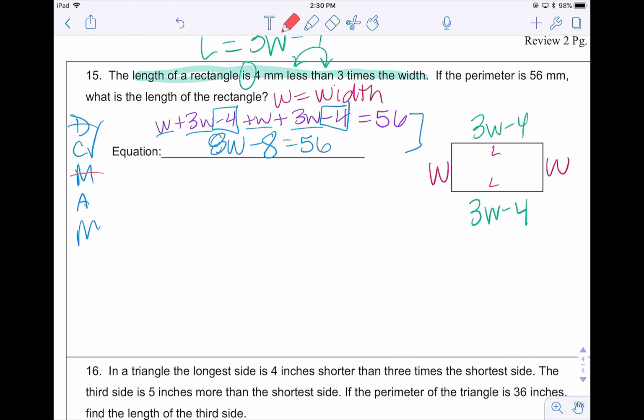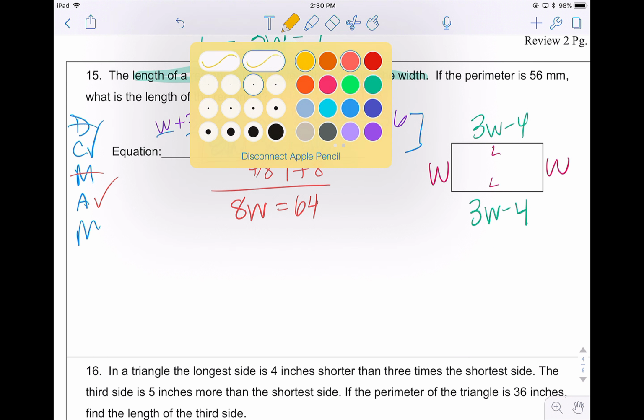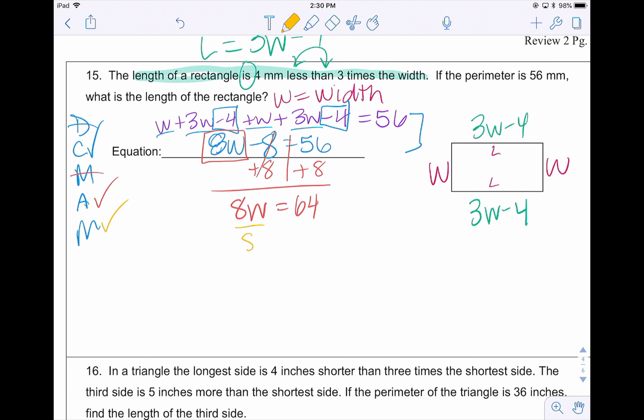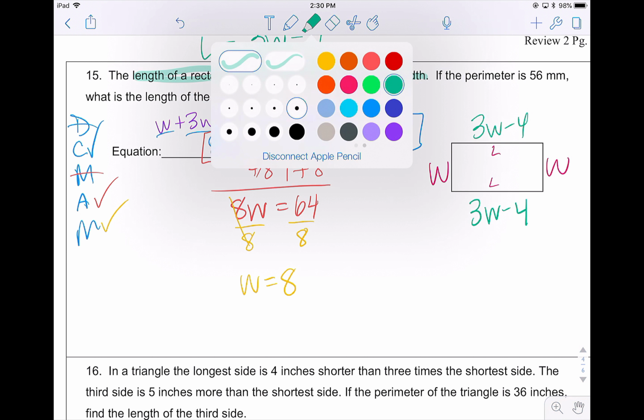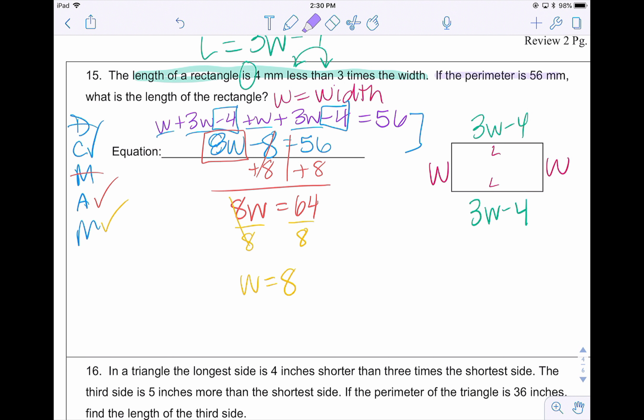From there, I don't need to move because I only have one variable. I do need to add or subtract that 8. In this case, I'm adding because the 8 was negative. And then I need to divide by 8, so W equals 8. Now before I box my answer, I come back up and I look at the question. The question asks me, what is the length of the rectangle? So if I just solve for W, I probably did not solve for length.